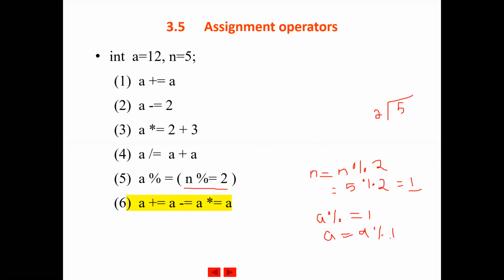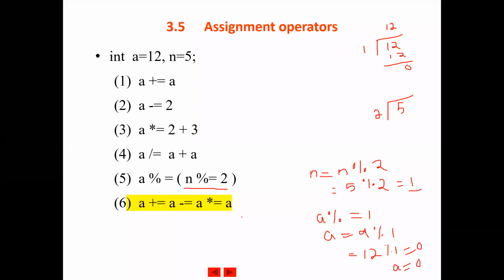So what is the value of A? A is 12, right? What is 12 mod 1? What is the remainder? 12 divided by 1. It is completely divisible, right? When 12 is divided by 1, how many times will it go? 12 times. So it will be giving you the remainder as 0. So here the remainder will be 0. So in this, the answer will be equal to 0.